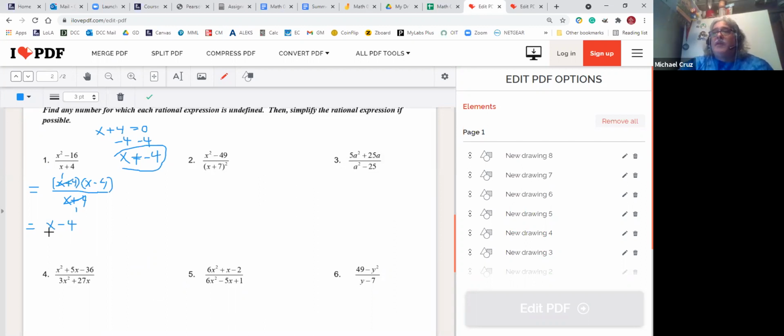All right, any questions about that? That's the final simplified form. This is what x can't be. It can't be equal to -4 because it'll make it undefined.